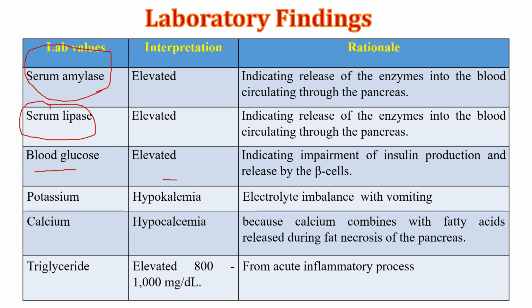Also, the patients may develop hypokalemia, low serum potassium level due to electrolyte imbalance secondary to massive vomiting, as well as hypocalcemia, which is mainly due to the calcium combining with fatty acids released during the fat necrosis stage of acute pancreatitis. Also, the patients will develop hypertriglyceridemia, which is mainly due to the acute inflammatory process.